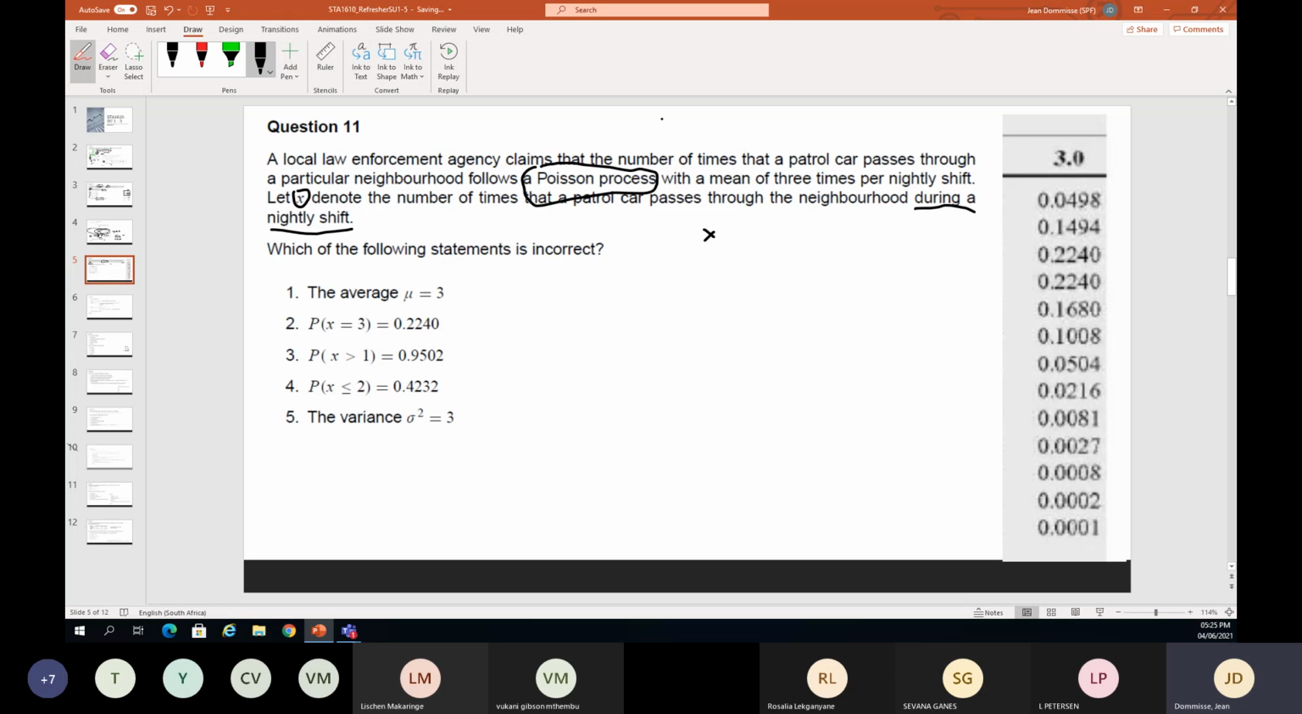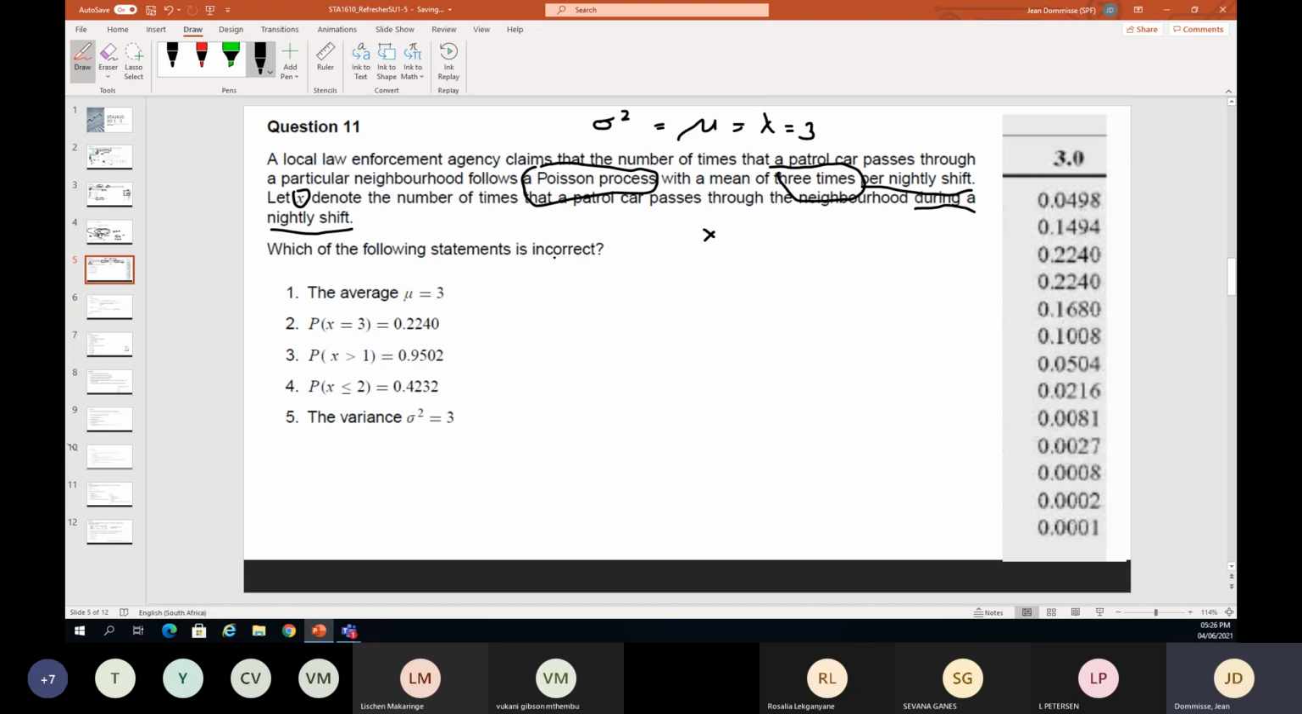The interesting thing for me in this question was that normally I want to see the number in a number, and I first looked at it, scanning, and wondered where's the number? And then it's actually, okay, 3 times. And there they also talk about per nightly shift. So we know that lambda is equal to 3. If lambda is equal to 3, the mean is equal to 3. If the mean is equal to 3, the variance is equal to 3.